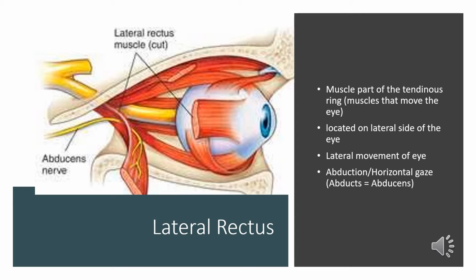Now, when you contract the lateral rectus, it pulls the eye outward. So that's abduction, because adduction is adding to, and ABD is taking outward. And the easiest way to remember this is the fact that the abducens, ABD, is the same as abduction, ABD. So the abducent nerve innervates the lateral rectus that abducts the eye.